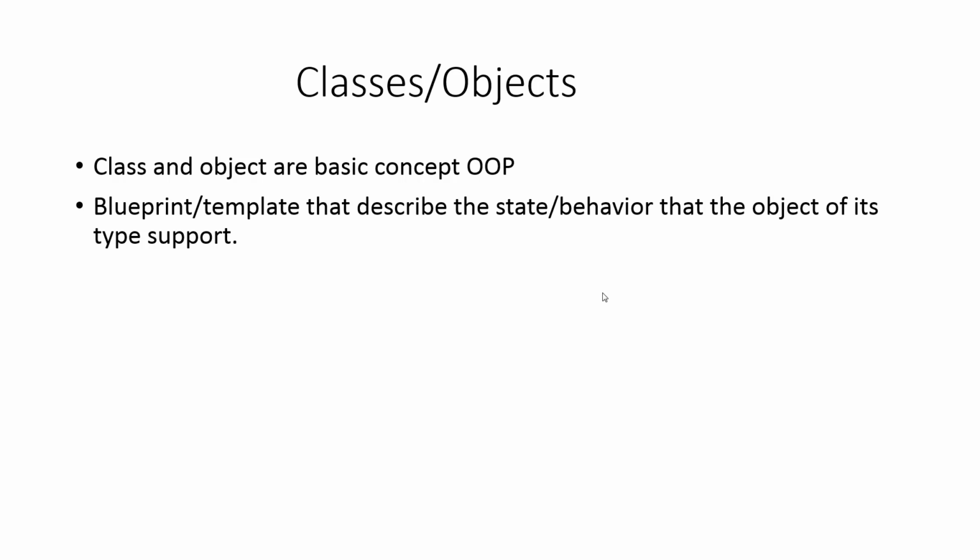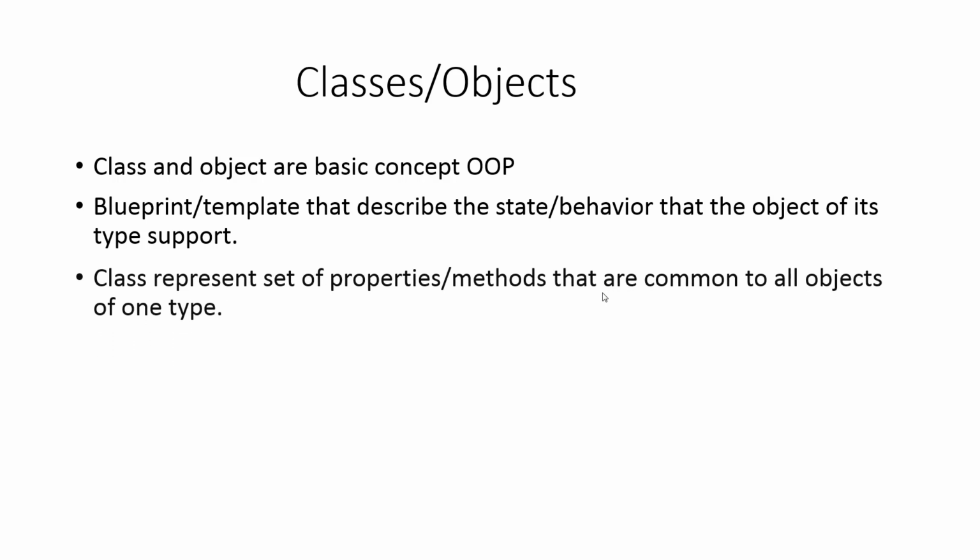For example, every dog has a color. Every dog has legs. You understand? And behavior has to do with the actions they perform. All dogs can bark, but the level of their barking is different. So every object has these two features, state and behavior. And a class is a template that describes the state and the behavior of the object.